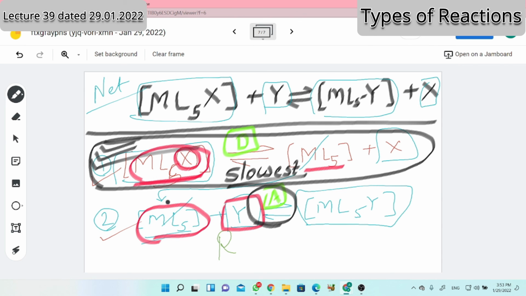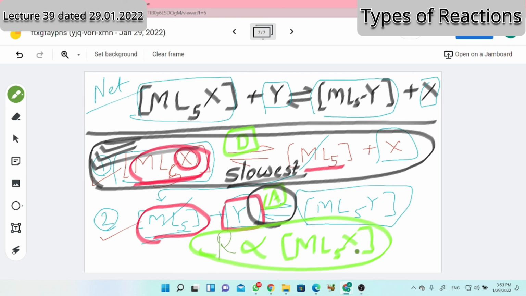The rate of the reaction depends upon the concentration of the reactant. So the rate will be directly proportional to the concentration of whom? The reactant. Who is the reactant? ML5X, that octahedral complex. It is the rate equation. Since the rate law says that rate depends on only one species, it is called a substitution reaction, of course nucleophilic, and SN1. Therefore, the name of this reaction is SN1 reaction, or the mechanism for that reaction is SN1.